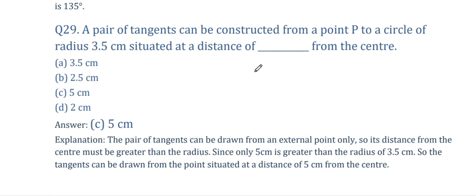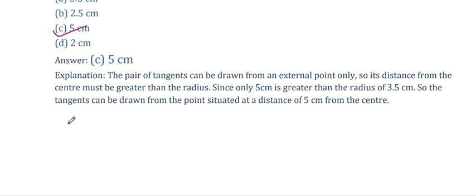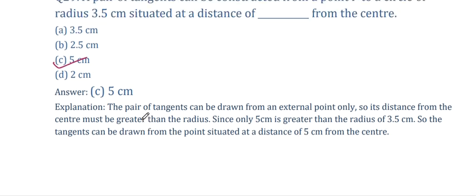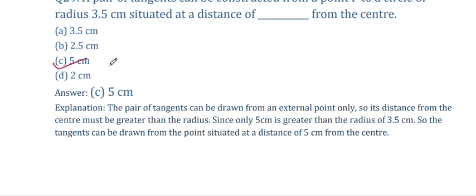Next question, a pair of tangents can be constructed from a point P to a circle of radius 3.5 situated at a distance of, that is, 5 centimeter, right? Here is the explanation. A pair of tangents can be drawn from an external point only, so its distance from the center must be greater than the radius. Since 5 centimeter is greater than the radius of 3.5 centimeter, tangents can be drawn from the point situated at a distance of 5 centimeter from the center. Here are the four options, and 5 centimeter is greater than all, so we can take option C.